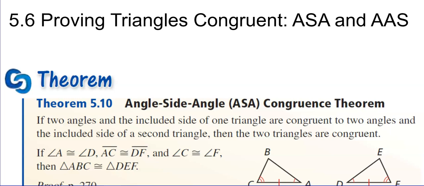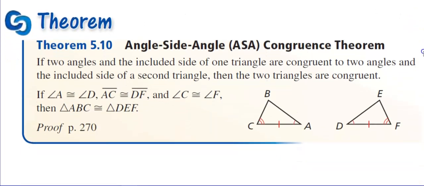All right, 5.6. A couple new rules here. ASA and AAS. So you can pretty much assume what those are going to be. Angle, side, angle, and angle, angle, side. Okay.